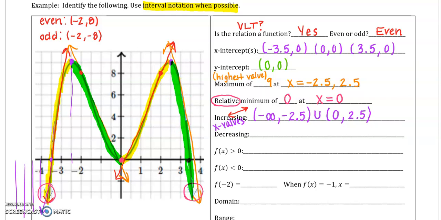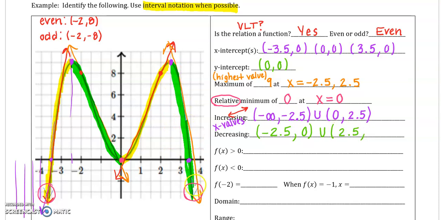Again, you want to think about it in terms of the x values. If I start at this green section, I start decreasing at an x value of negative 2.5. I stop decreasing at an x value of 0. Going ahead and writing the second part, I start decreasing at an x value of 2.5.